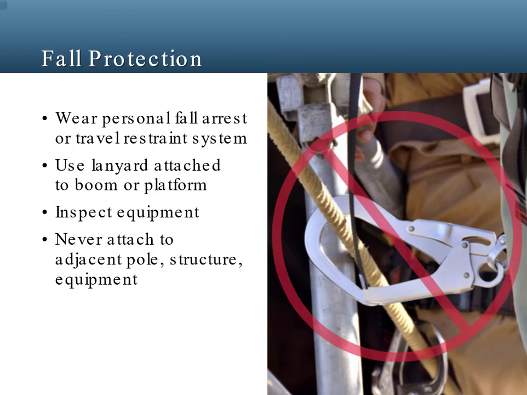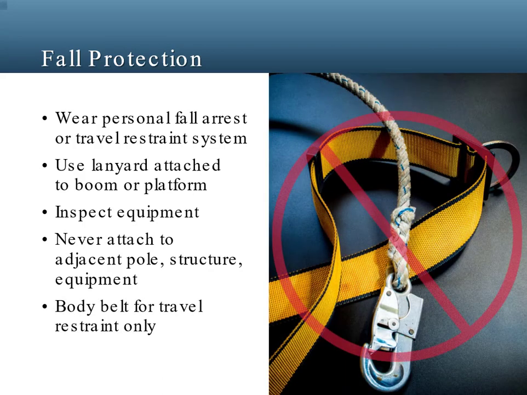You could move the lift and forget to untie, which would leave you hanging from the adjacent pole, structure, or equipment as you are pulled out of the lift. Body belts are not allowed as part of a personal fall arrest system. However, a body belt is allowed as part of a travel restraint system. The lanyard must be short enough to prevent a worker from climbing out of the platform. Do you know our fall protection requirements for aerial lifts?